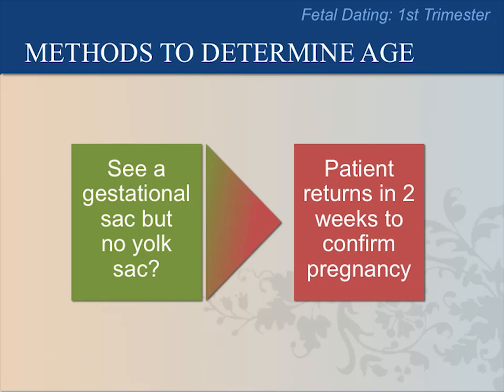The way you estimate the age of a fetus depends on the stage of pregnancy, or in other words, what you can see on the ultrasound. The first sign we can usually see of a possible pregnancy is a gestational sac in the uterus. A yolk sac, however, is the first reliable sign of an intrauterine pregnancy. So if you can't see a clear yolk sac, it is too early for fetal dating. Ask the patient to return in 2 weeks to confirm the pregnancy.